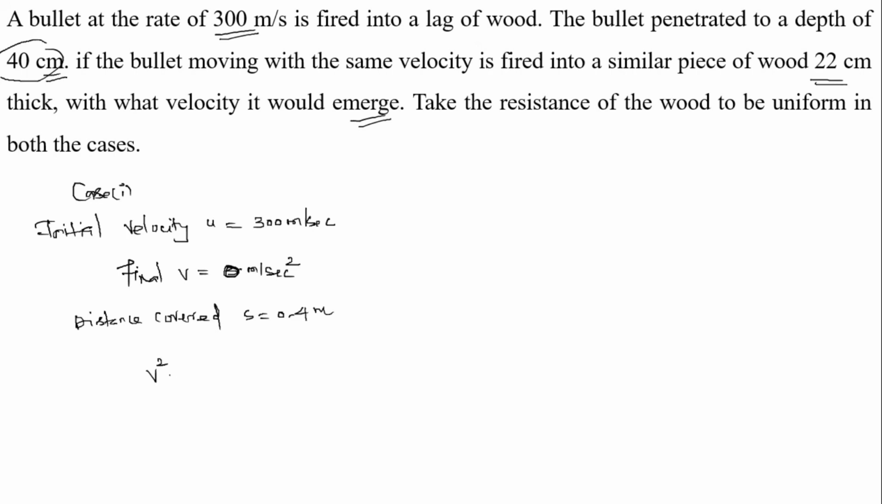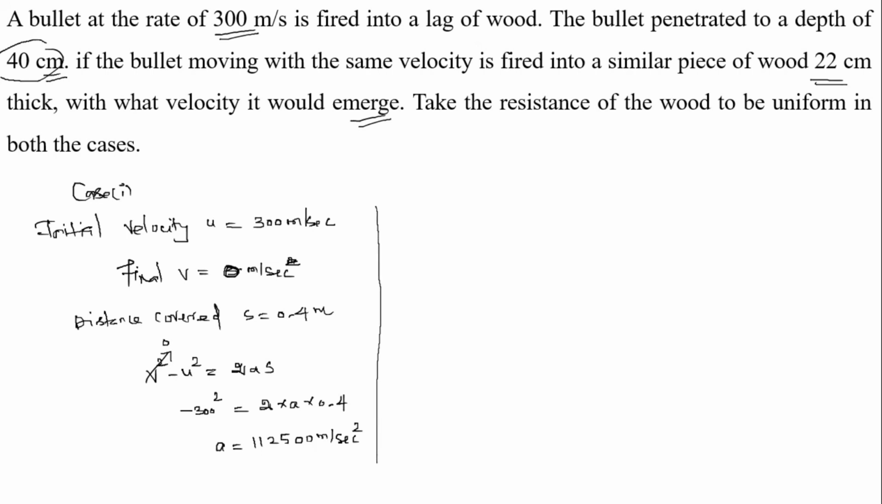Now we know that v squared minus u squared is equal to 2as, right. So v is equal to 0, so this term became 0. Now what is the value of u squared? Minus 300 squared is equal to 2 into a into s, which is 0.4. Now what is the value of a? A is equal to 112500 meter per second squared. This is velocity in meter per second, not second squared. So acceleration is in meter per second squared, right.